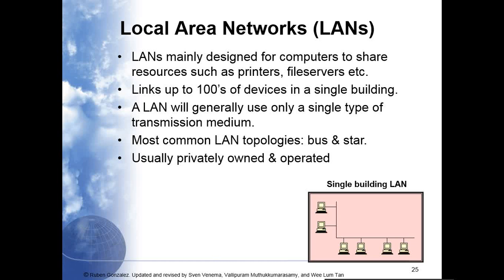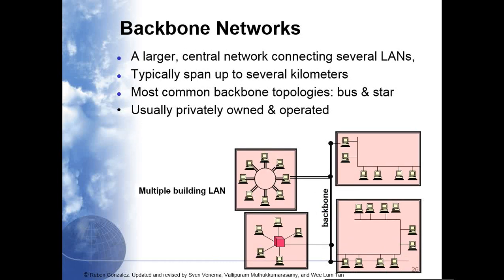Now they are connected together in some way, like that picture I showed you just before, and they may be connected through a backbone network. A backbone network is a larger central network that connects several local area networks together. You probably don't have one of these at home. It's certainly possible, but it's unlikely. They typically span up to several kilometers, the most common backbone topologies are bus and star, and again, they're usually privately owned and operated.